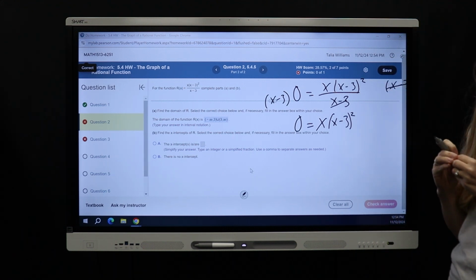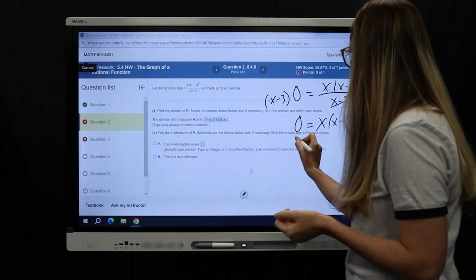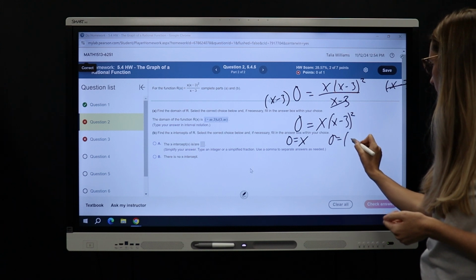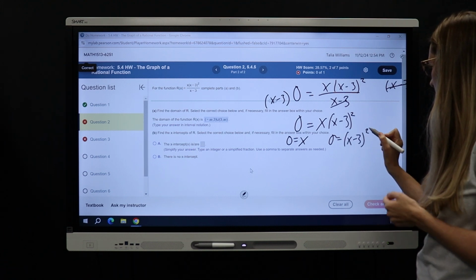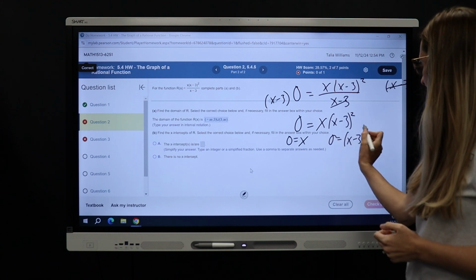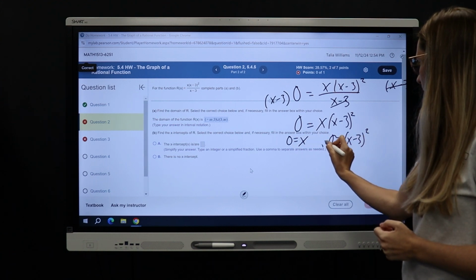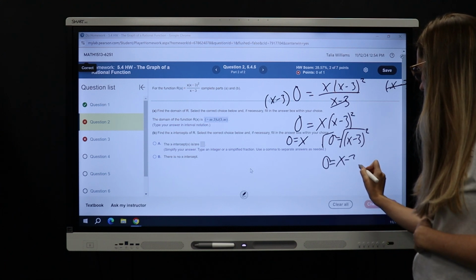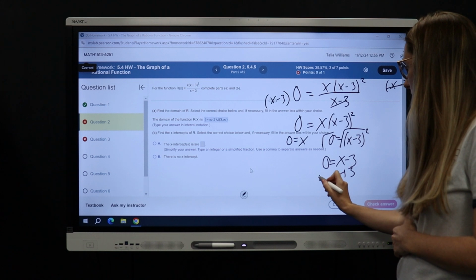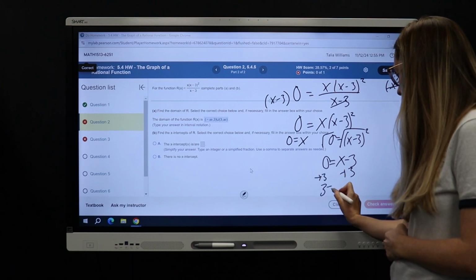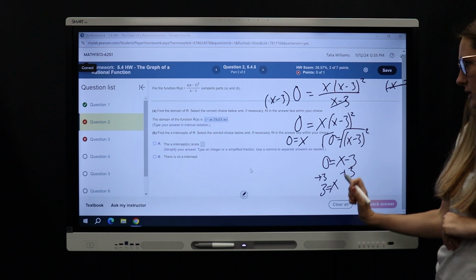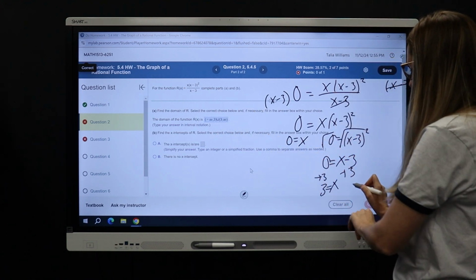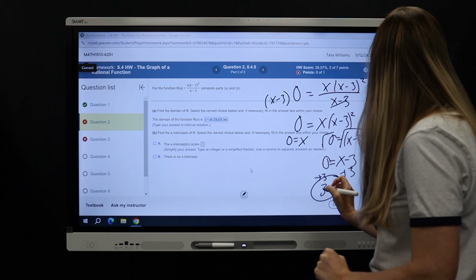Here we'd set both of those factors equal to 0. So I'm going to have 0 equals x, and then I'm going to have 0 equals x subtract 3. And since it's squared, we can leave that there. To get rid of a square, that one's already solved. We'll take our square root of both sides. So 0 equals x subtract 3. And then we'd add 3. Right here, this is kind of a trick, though. Because what is the one value that cannot be in the domain? 3. So this is not included in the domain. I'm going to write it right here.